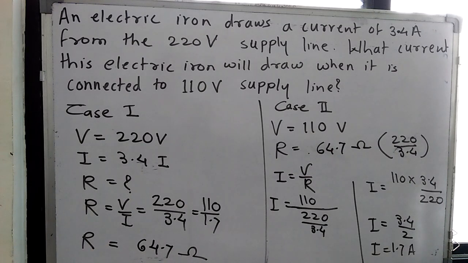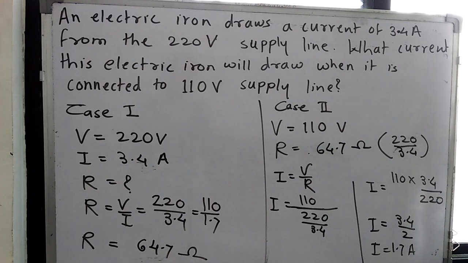So in case 1, voltage is given, 220 volt, current I is given, 3.4 ampere, and resistance we have to calculate. So according to Ohm's law, V is equal to IR. So R is equal to V upon I. So what is the voltage? 220 upon 3.4. Divide by 2, we get 110 upon 1.7. We have to divide this. Remove the decimal from the bottom, the top becomes 1100 upon 17. If you divide, you will get R is equal to 64.7. That is the resistance of that electric iron.